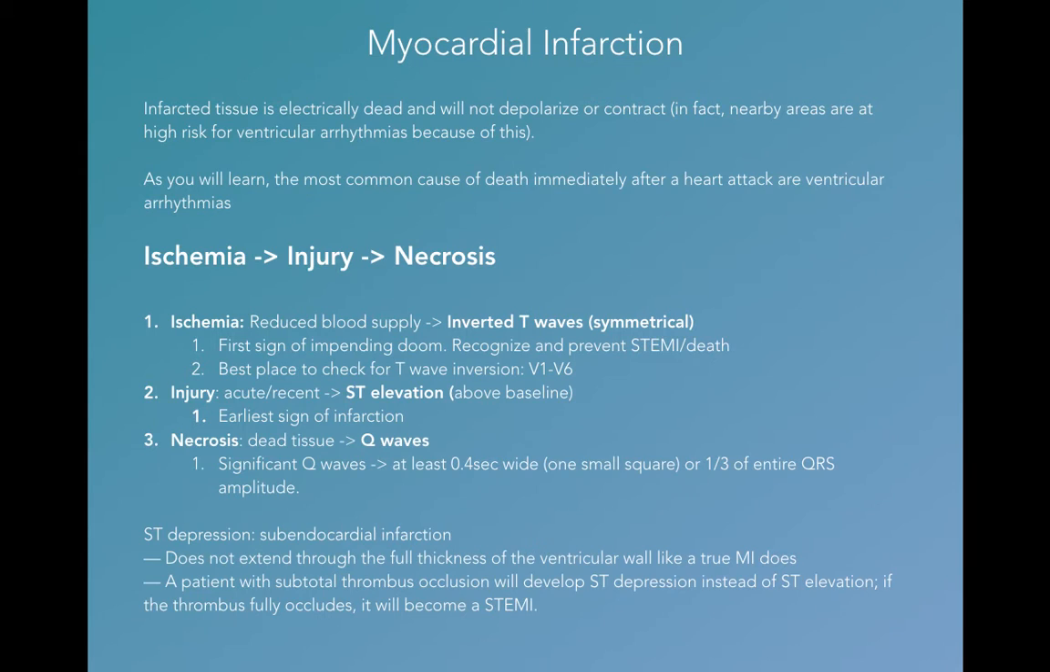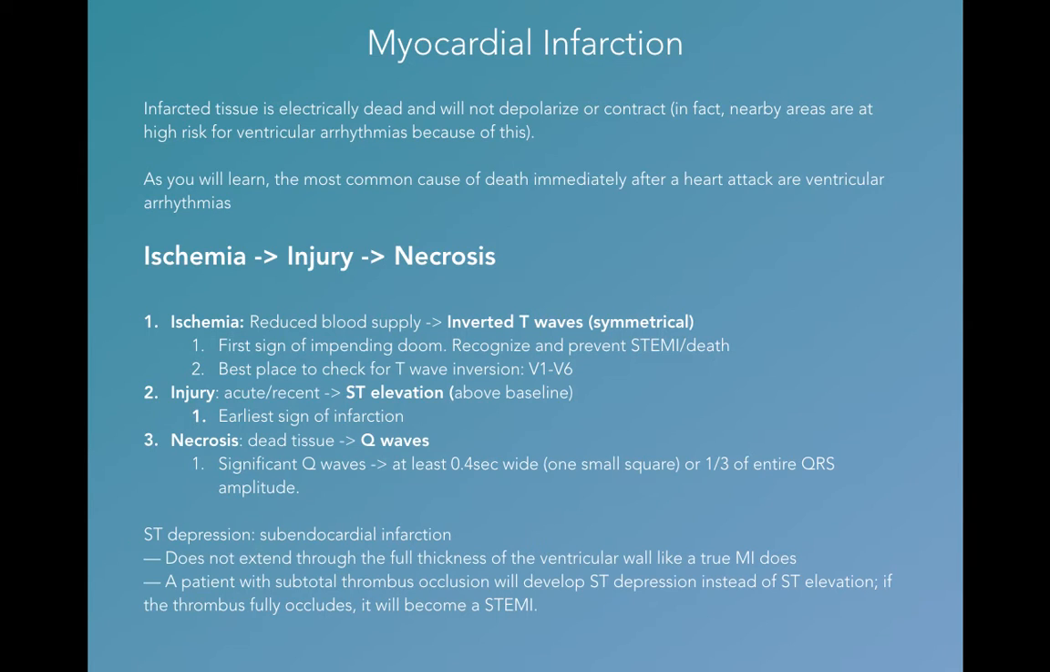If you see that they've never had an MI before and now they have ST elevation with Q waves, this is sometimes called a Q wave versus non-Q wave infarct. I think they're getting away from that terminology, but still important to know. So if you have a significant Q wave, it will be at least 0.04 seconds wide, which is one small square, or a third of the entire QRS amplitude from top to bottom.